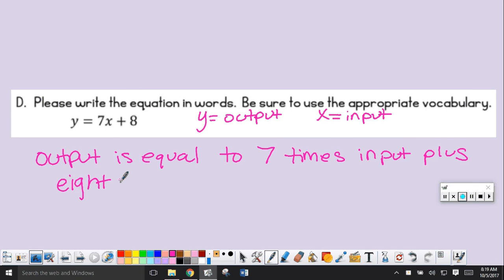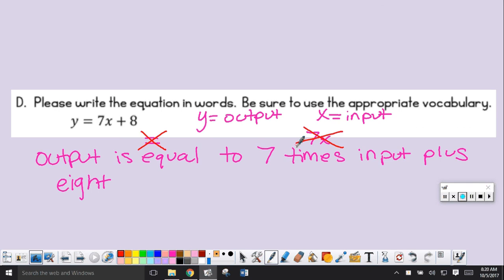I don't want you to write output is equal to 7x plus 8. Nope, I don't want to see any of that. I'm going to put a big red X through that. I don't want to see that, and I don't want to see that. I want words.